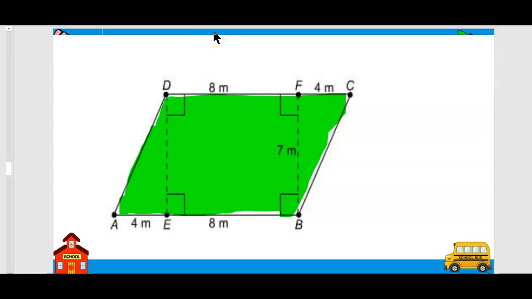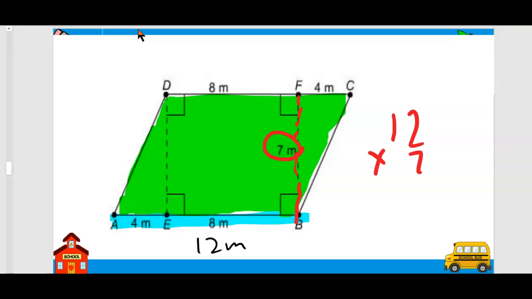All right, so we're looking for the base, which is the 4 and the 8. This line. 4 and 8 is 12 meters. And then the height is here, which is 7 meters. So you're just doing 12 times 7, which is 84. 84 what? Meters squared.